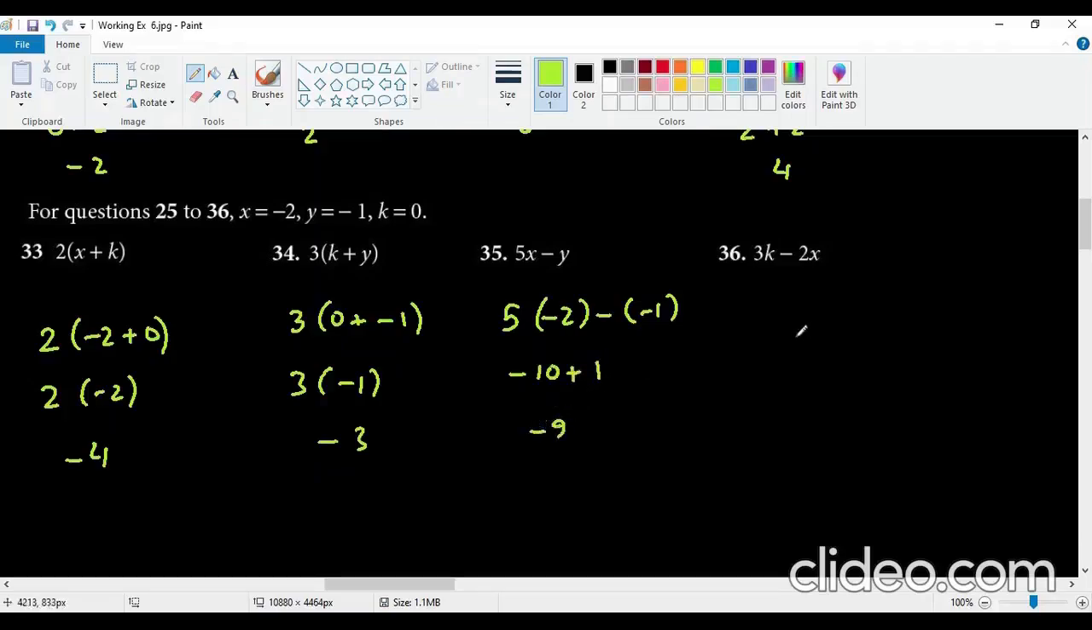For 36, 3k, which is 0, minus 2 times x, which is negative 2. That means 0 plus 2 times 2 is a 4. So 36 is going to give you a 4. These are all 36 questions solved.